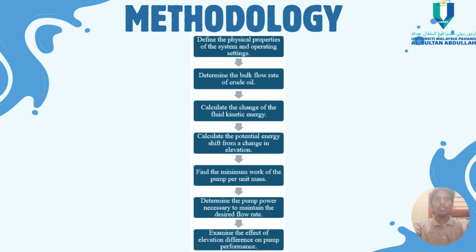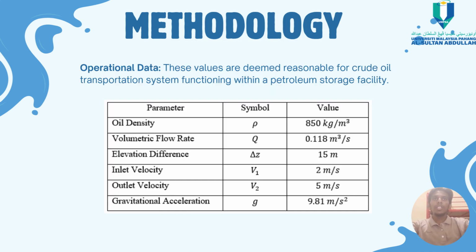And from the minimal work of the pump, we are going to determine the necessary power to efficiently work the pump to maintain the desired flow rate. And while all this is done, lastly we will examine the effect of elevation difference on pump performance as the general equation. And now for the operating data for our calculation part. For the analysis, industrial values were assumed. The values are deemed reasonable for a crude oil transportation system functioning within petroleum storage facilities.